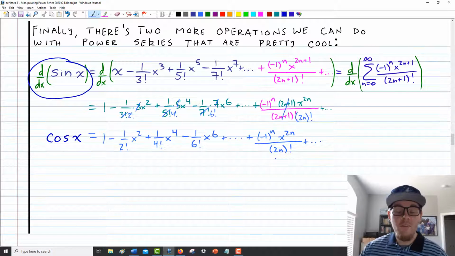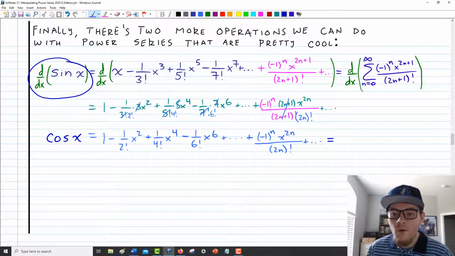So when we differentiate the power series for sine of x, we end up with literally the derivative of sine of x's power series as well. And in this case, because the derivative of sine is cosine, we're left with the power series for cosine. So in other words, we see in just another way to confirm that the derivative of sine is equal to cosine.